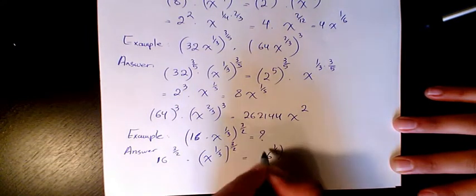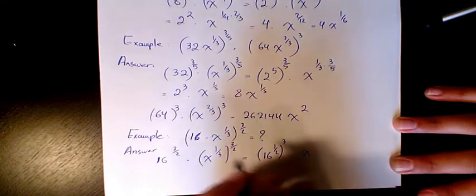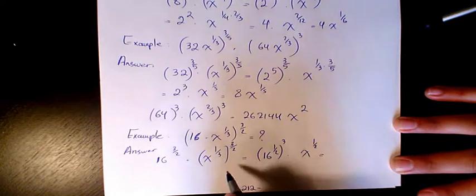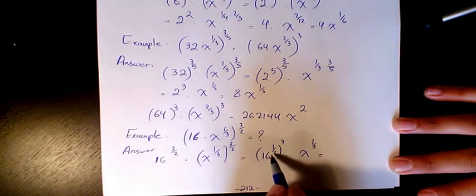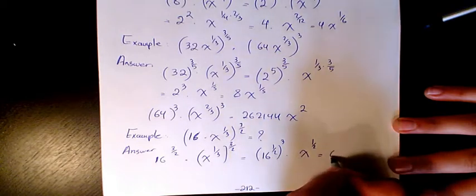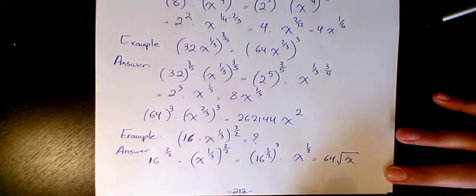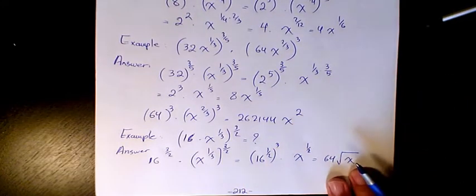16 to the power of half to the power of 3, x to the power of 1 over 3 times 3 over 2 is going to be 1 over 2. And here 16 to the power of half is 4. 4 to the power of 3 is 64. And here we have square root of x. This is the final answer.